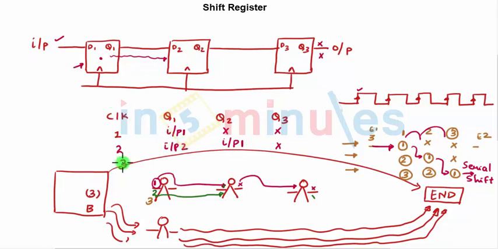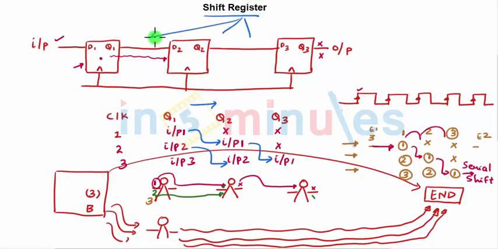Similarly, in the third clock cycle, this one will get input 1, this one will pick up input 2, and this one will pick up input 3. So I have shifted my input in the right direction, and it can go on in the cycle. I'm just shifting, so this is nothing but the shift register. It comprises a combination of D flip-flops.